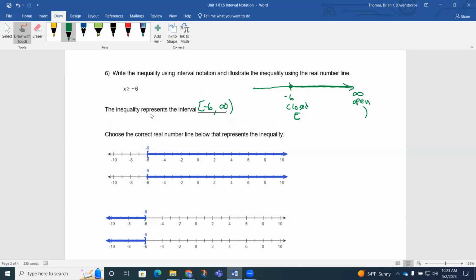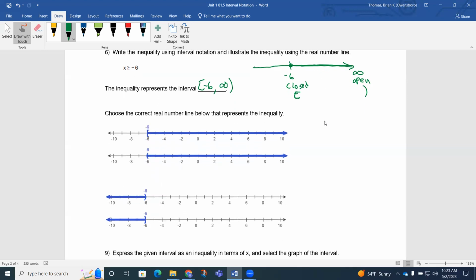So the inequality represents this interval. So the left boundary is -6, including -6, to infinity. And that's what our graph would look like. So again, we've already kind of got a head start here. Which of these graphs would best represent it?